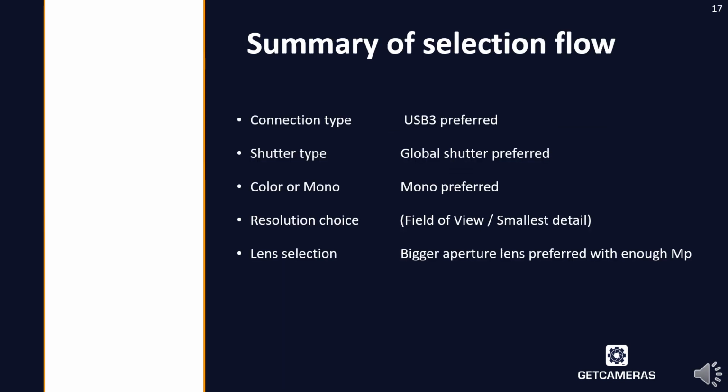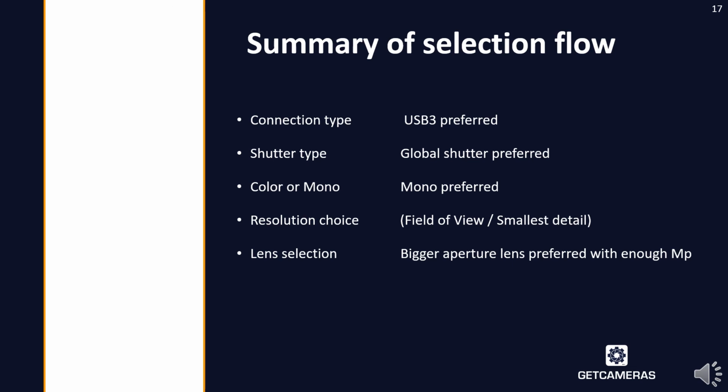A quick summary of the points we covered. Basically, as you can see here on the screen, this is the flow to select the good camera for you for the best price. So the connection type: USB3 is preferred, very easy, cheaper to use, and more frames per second thanks to the bandwidth. Shutter type: global shutter, because it can cope with movement and it makes just better pictures. Monochrome camera is preferred, 3 times more light and crisper pictures. The resolution choice is based on what you want to see in the area you want to see.